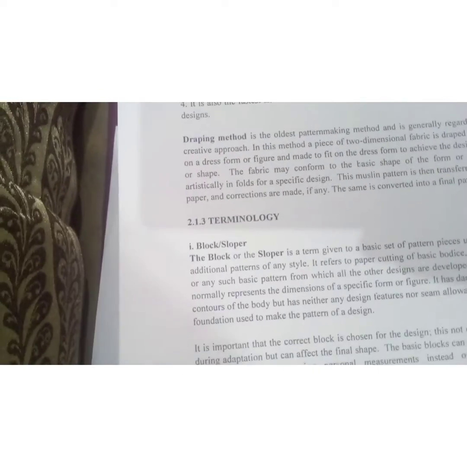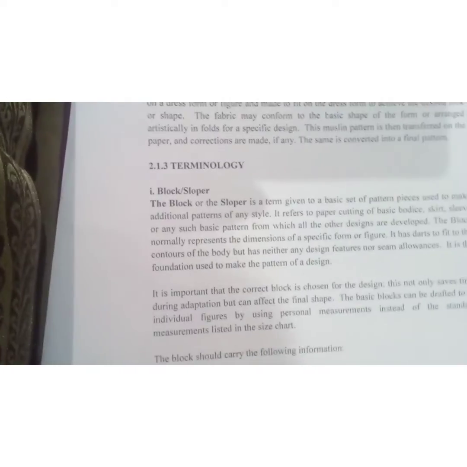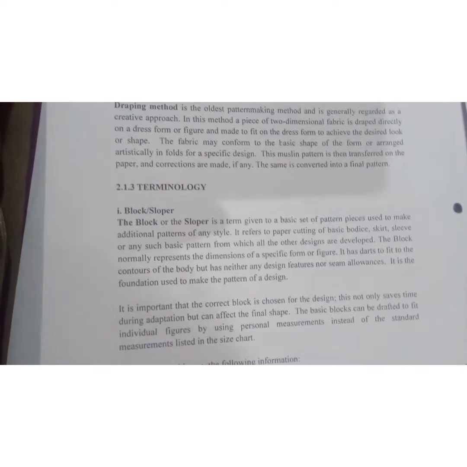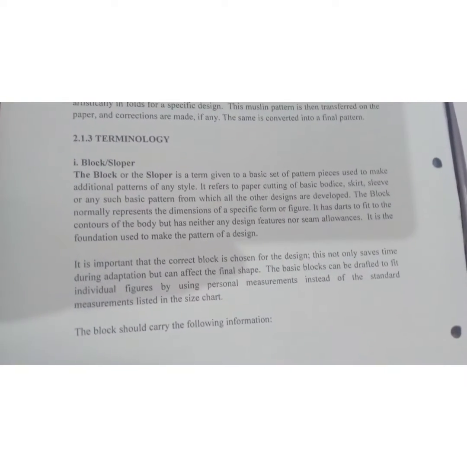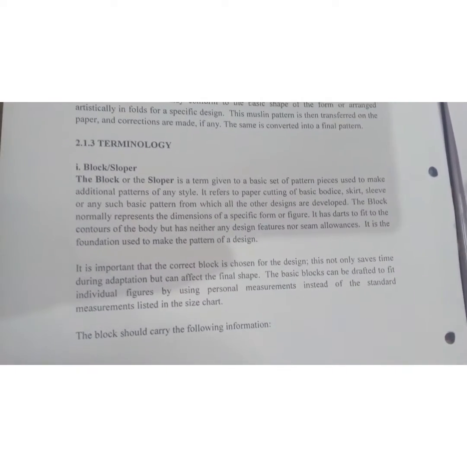Another place is the terminology block, sloper. The block or sloper is a basic block of pattern pieces used for making additional patterns. This is the style terminology. We'll finish this page number 34 one by one. I'm trying to share with you in this very short time. You can understand what pattern making is, what the process is, how many processes there are. I just mentioned there are 2 processes. This is the terminology. Now we'll go for the pattern making.